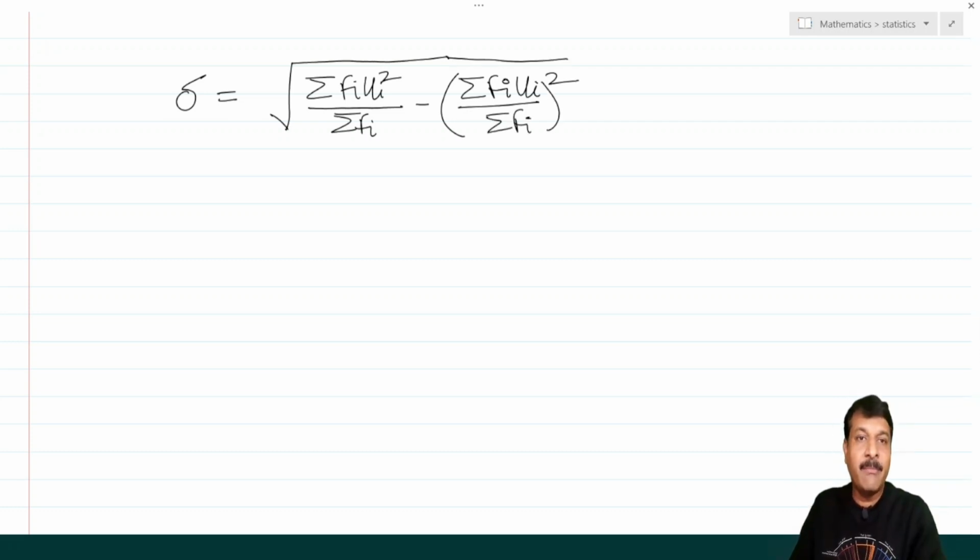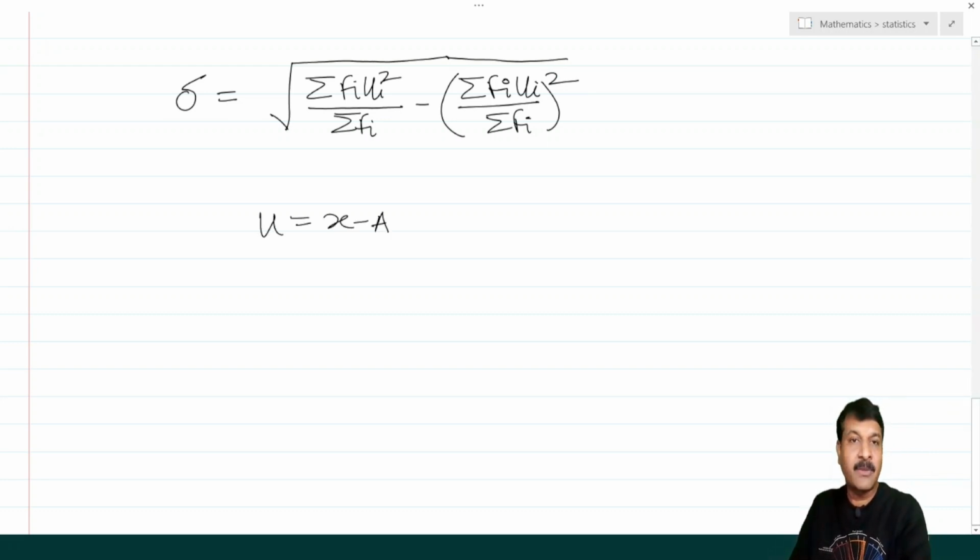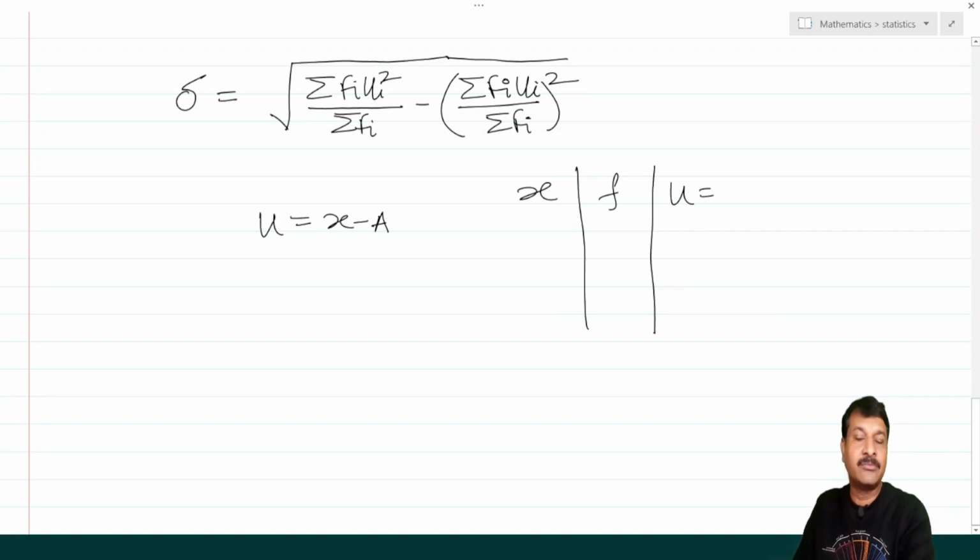One thing you remember here, instead of u, what is u? U is nothing but x minus a. When our given values are x and f is their frequencies, normally we take u, which is nothing but x minus a. Then we take fi ui.